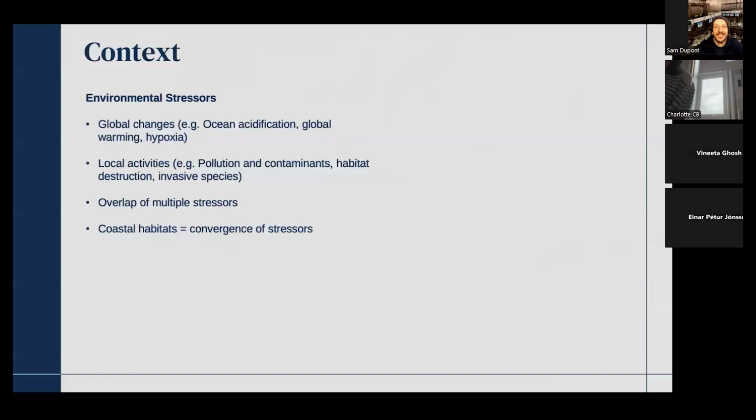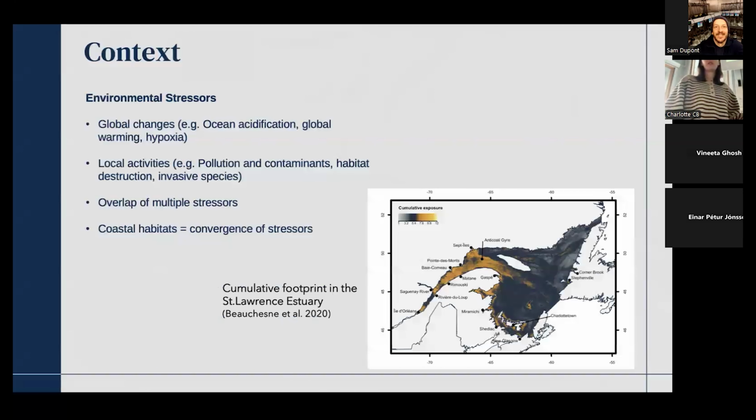And we have noticed that in coastal habitats where the biodiversity is quite elevated, there's also a convergence of stressors. So this is the work of one of my friends and collaborators, David, who looked at the cumulative exposure of multiple stressors in the St. Lawrence estuary. And we see that there is this convergence of stressors in highly populated areas and also in coastal areas, which is not such a big surprise because we have the convergence of stressors coming from the marine or the aquatic environment and the stressors coming from the terrestrial environment. But this means that we have a hotspot of biodiversity accumulated to a hotspot of stressors.